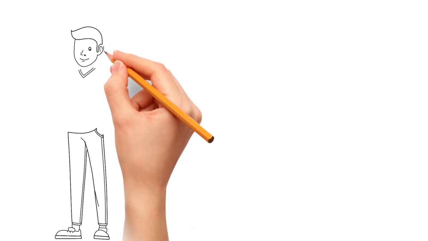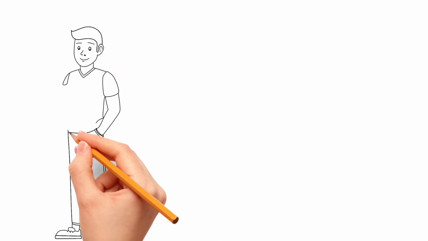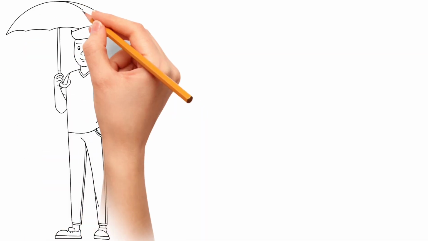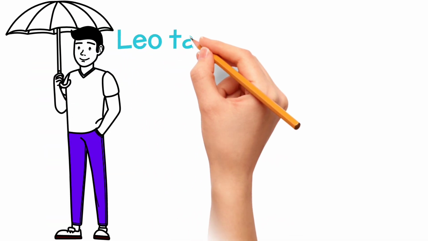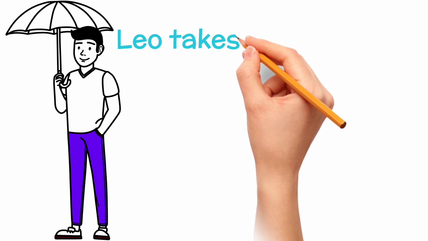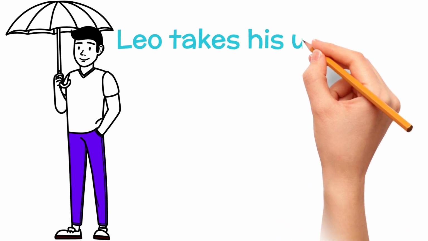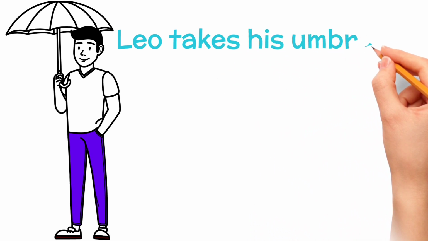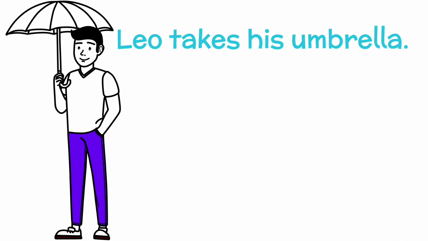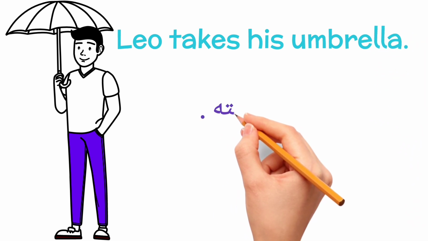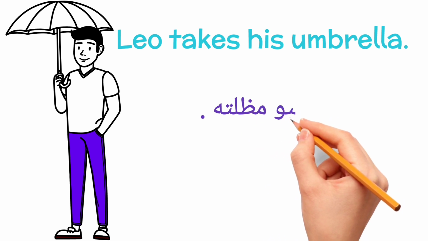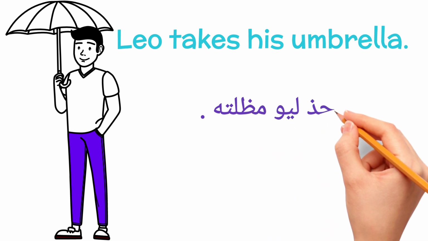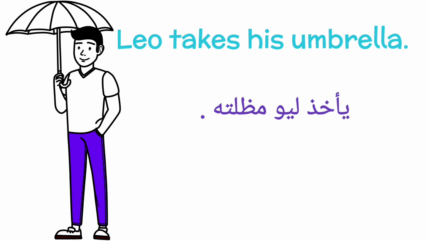And move on to the next one. Let's see what we have here. Leo takes his umbrella. So in Arabic يأخذ ليو مظلته.